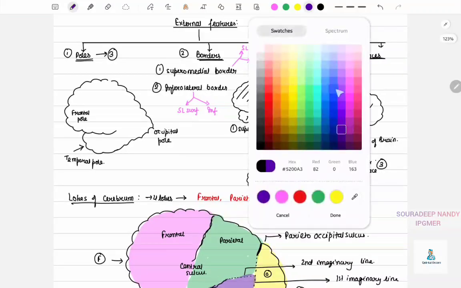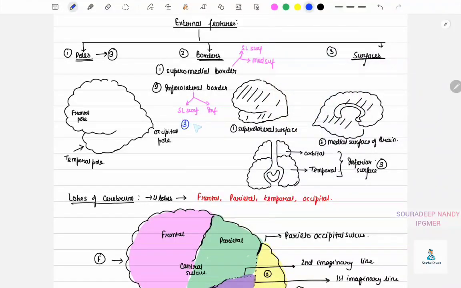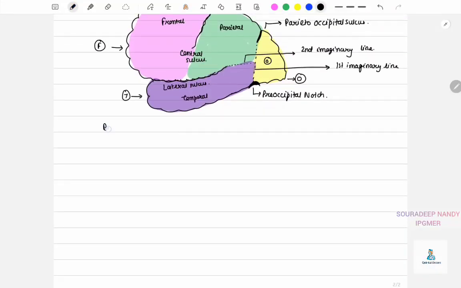Other borders are number 3, the superciliary border, and number 4, the medial border. There are two medial borders. The medial border is again divided into two, that is orbital and occipital. Let us see all these borders in a diagram.